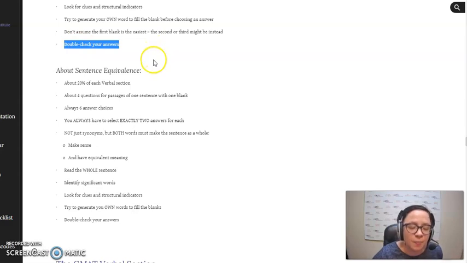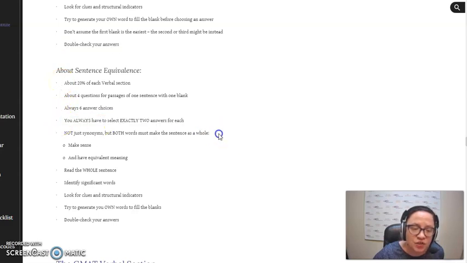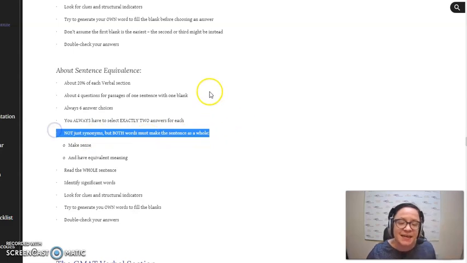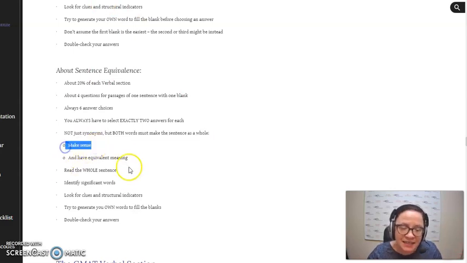With the sentence equivalence section, again, you have to have exactly 2 answers, and it's not always synonyms, but it is always 2 words that will make 2 sentences that are more or less similar in meaning. The sentences have equivalent values. So it has to make sense. It has to have an equivalent meaning. It requires them to read the whole sentence.